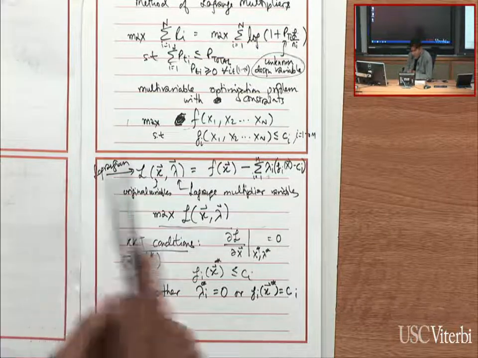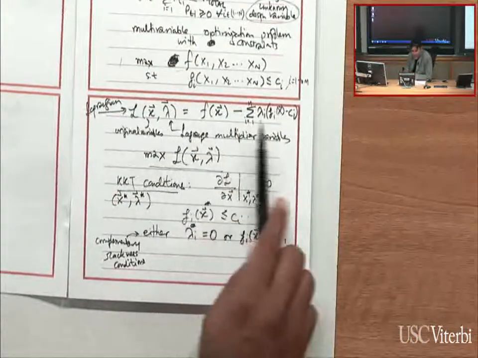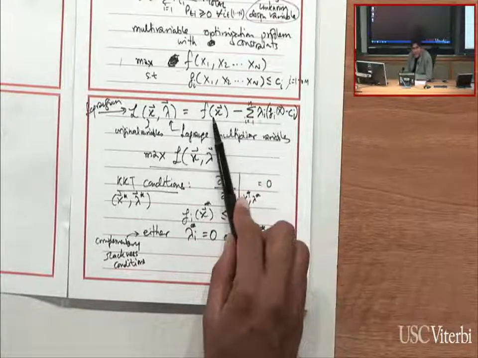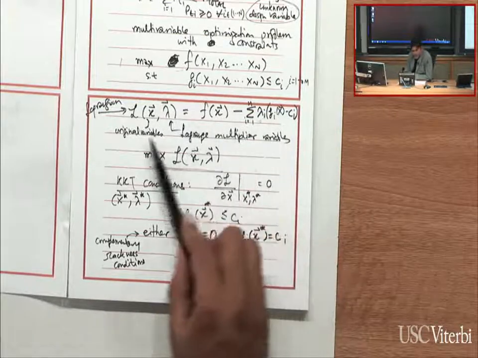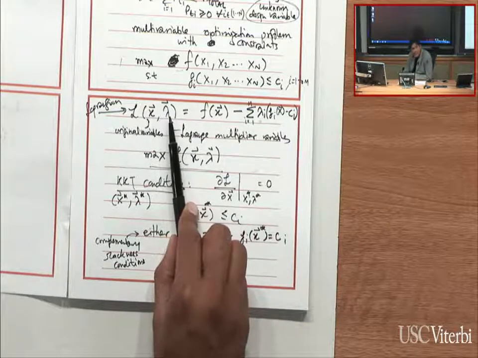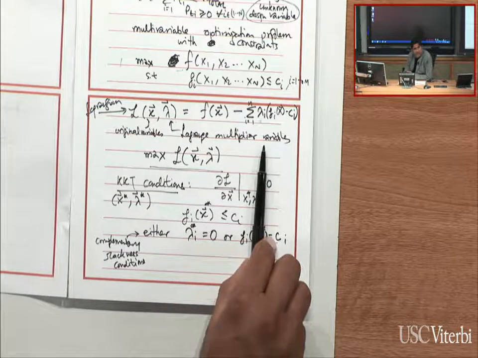But the way you do that is to use this technique called Lagrange multipliers. And it works by taking your original problem and the constraints and converting that into a single problem with no constraints, which is to maximize this new function. But this new function has a bunch of additional variables than the original ones you started with. And these new variables are called Lagrange multiplier variables.